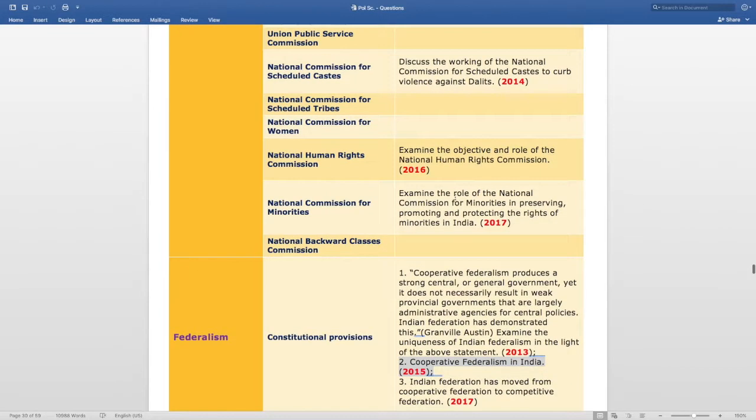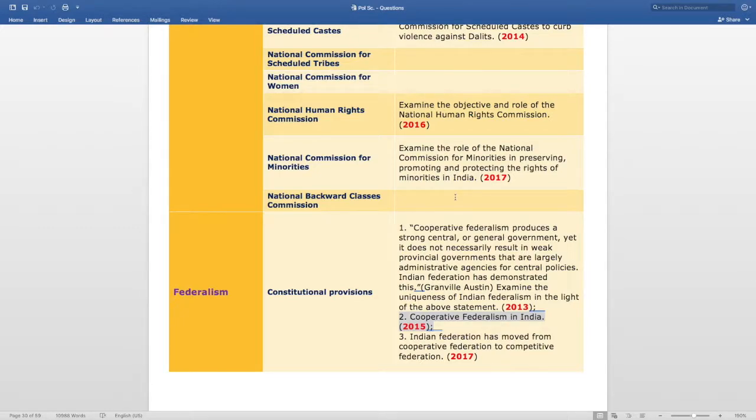The next subtopic is the National Human Rights Commission. The question from this subtopic is: examine the objective and role of the National Human Rights Commission. It is asked in 2016. Next subtopic is National Commission for Minorities. The question asked is: examine the role of the National Commission for Minorities in preserving, promoting, and protecting the rights of minorities in India. This question is asked in 2017.